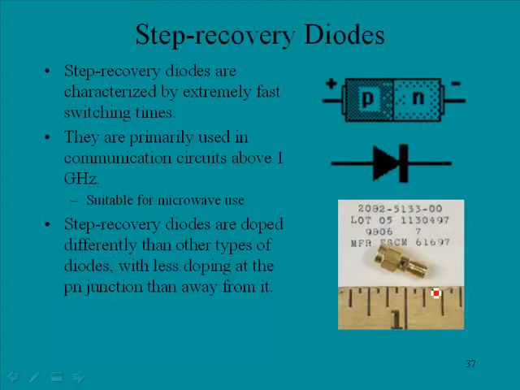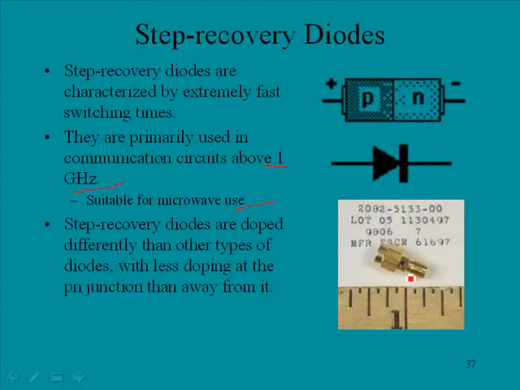Then we have step recovery diodes. Step recovery diodes are characterized by extremely fast switching times. They are primarily used in communication circuits above 1 gigahertz, and so this makes them suitable for microwave use. And this is the symbol. It just looks like a regular symbol. And this is actually a picture of a step recovery diode, and you get an idea of its size.